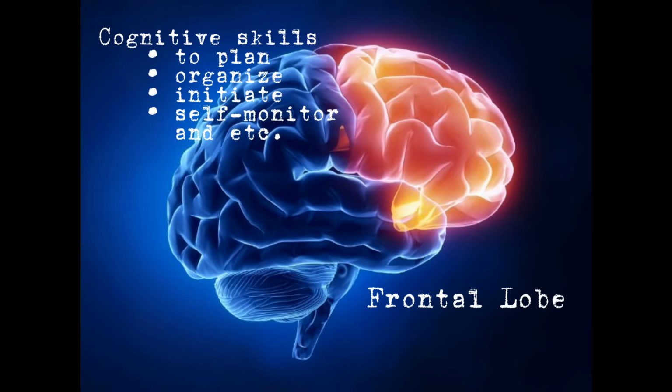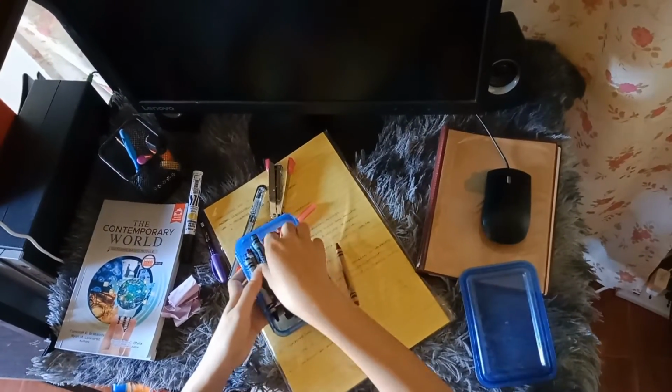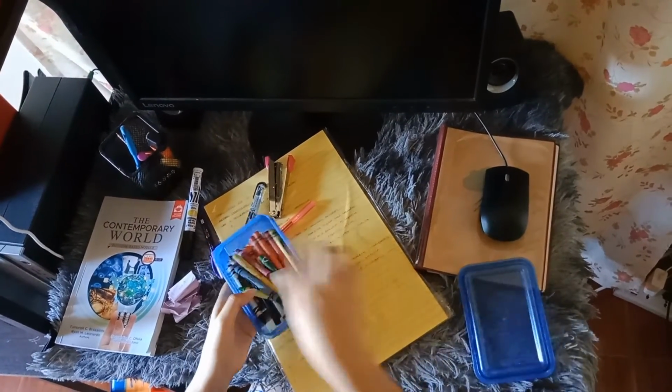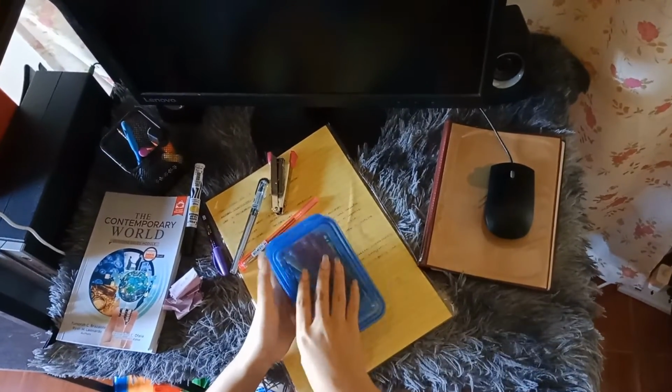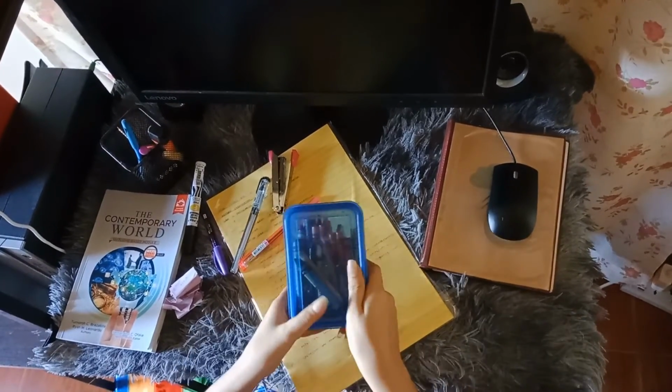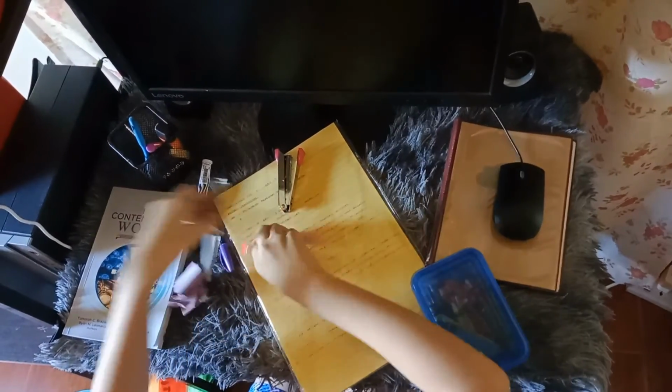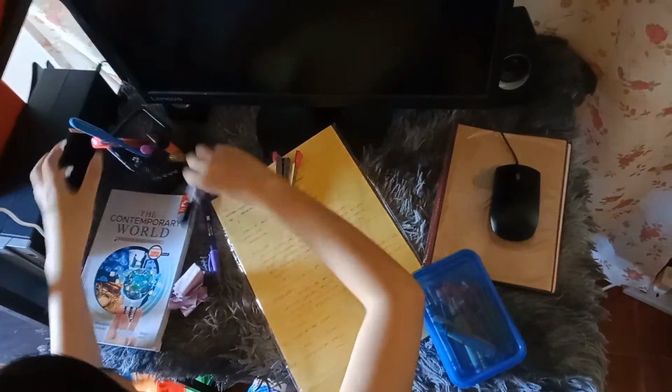Executive functions refer to a collection of cognitive skills, including the capacity to plan, organize, initiate, self-monitor, and control one's responses in order to achieve a goal. One of the functions of frontal lobe is the capacity to organize. I noticed that my study table is a bit messy. As I wanted to look presentable, I immediately put my things in their designated places.